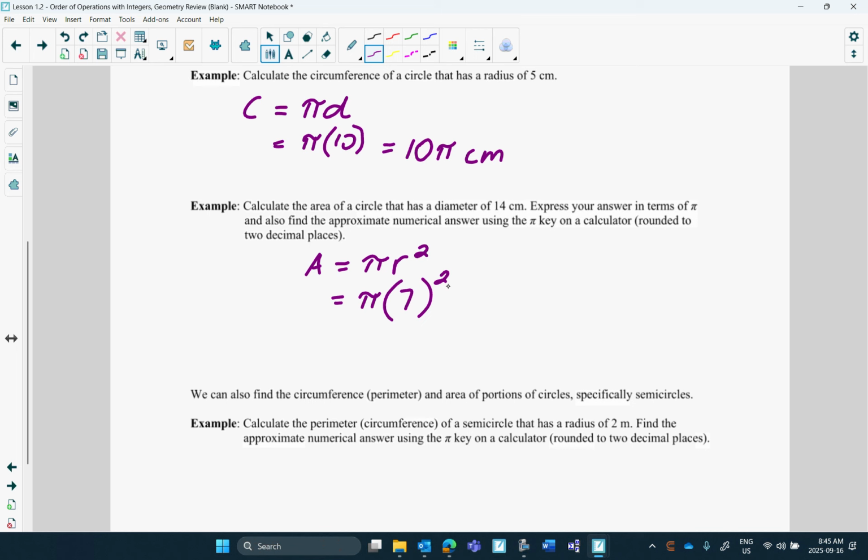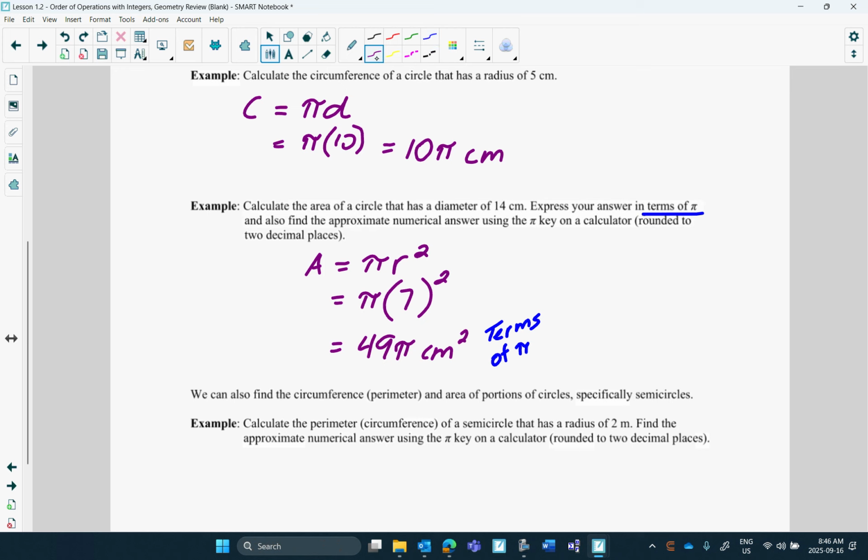And in the order of operations that we just took, we always do the exponent first. So we're going to get pi times 49, but the way we write it is 49 pi. And then you can stop there and put your units: centimeters squared. So this is in terms of pi. Okay? So we've answered that way.